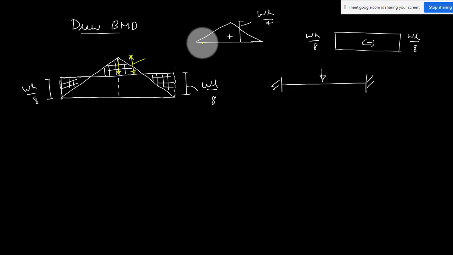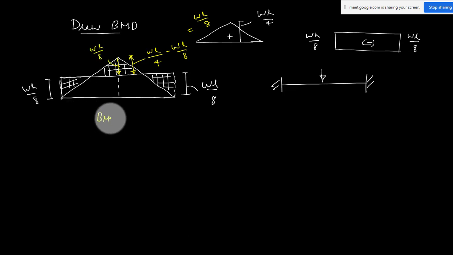At midspan, the moment in the fixed beam is, this total is WL by 4. Okay, you can see this total length is WL by 4 minus WL by 8. So this is the net value. So it is equal to WL by 8. Okay, so this value is also WL by 8. So this is your bending moment diagram for the fixed beam.